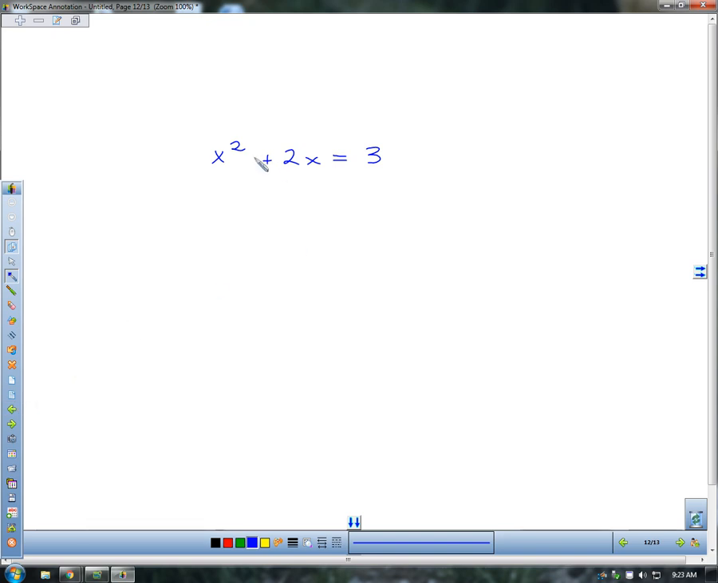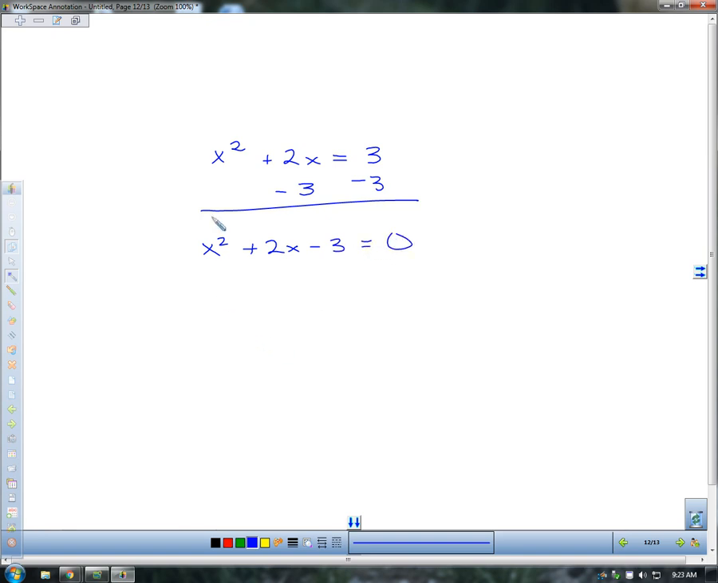Okay, before we start on this one, remember everything has to be on the same side first. So I'm going to go ahead and subtract 3. Since there are no like terms, just list them all out. Make sure I have that equals 0.